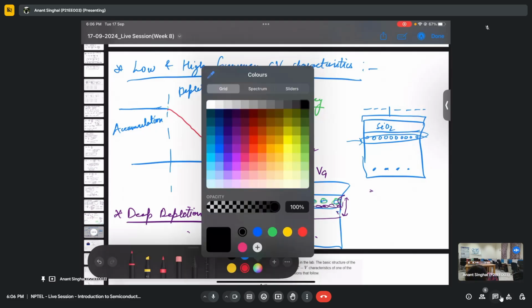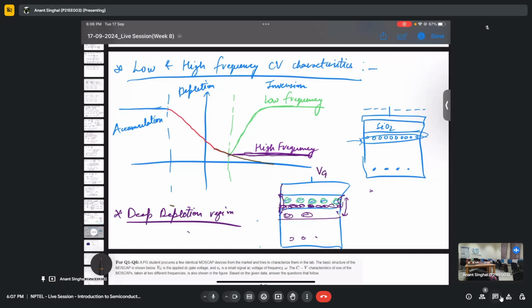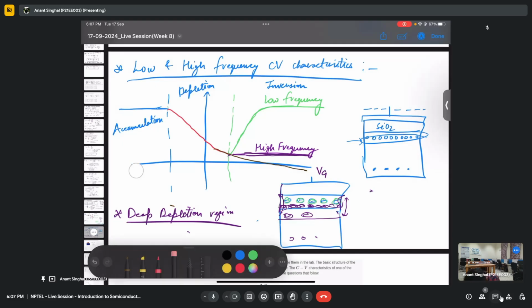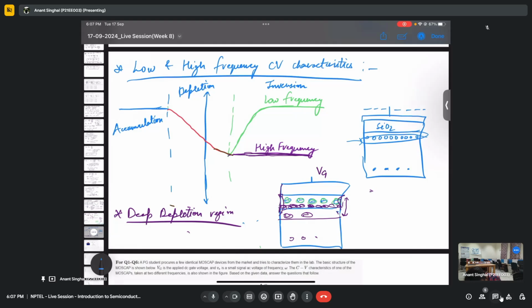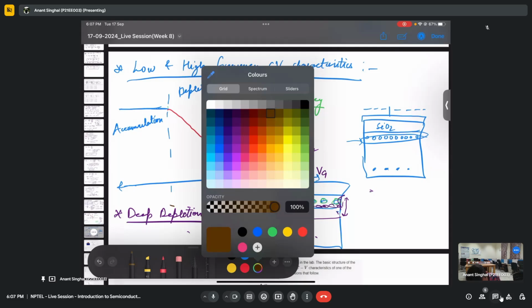Some other color. So even after depletion, this starts to decrease. I mean, it will not go to negative. Let me make it again. So in deep depletion, this will be the plot.